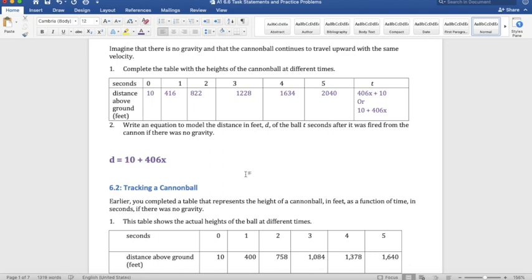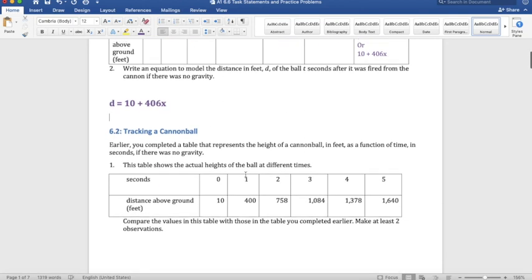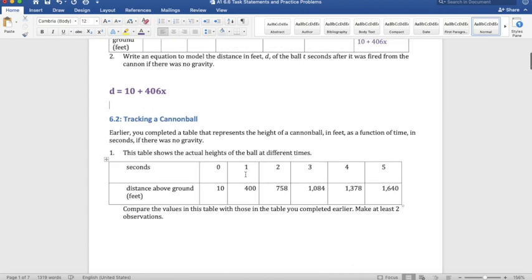All right, so let's look at the next part. Previously, that was exploring idealism. There was no gravity, there was just 406 feet per second, constant speed. That's not realistic though, it's not real life. So now we're going to look at the actual heights of the ball. The actual heights of this cannonball, because there's gravity pulling the ball down to the earth. The math's already been done for us.